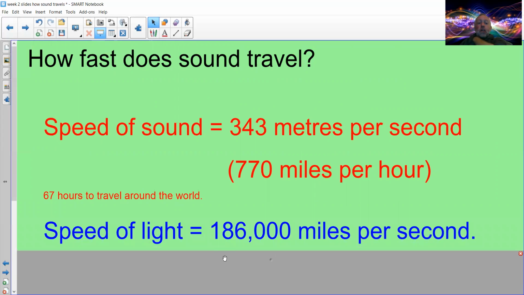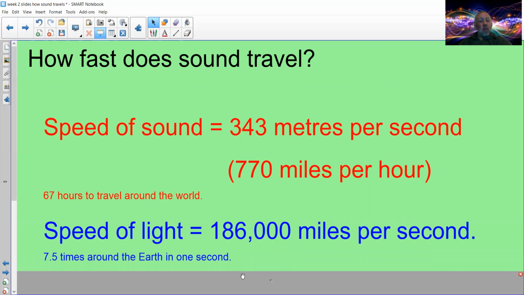Light, on the other hand, travels at 186,000 miles per second. So as far as we're concerned, it happens just instantly. A beam of light would travel 7.5 times around the Earth in 1 second. So far, far quicker. So that explains why we see the lightning so much quicker than we hear the thunder.